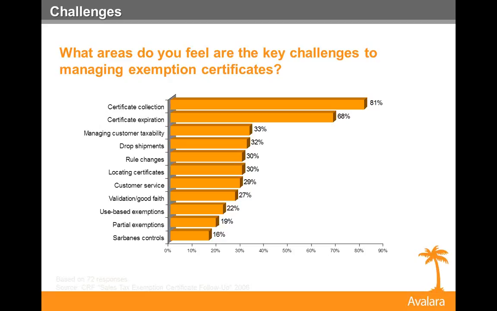But just the sheer collection of those certificates, you look at some folks that go through and do mail merges and send those out to all of their customers. And then somebody has to manage who's responded with an exemption certificate, who hasn't, and then again send out a second request. And all of that work is done manually.